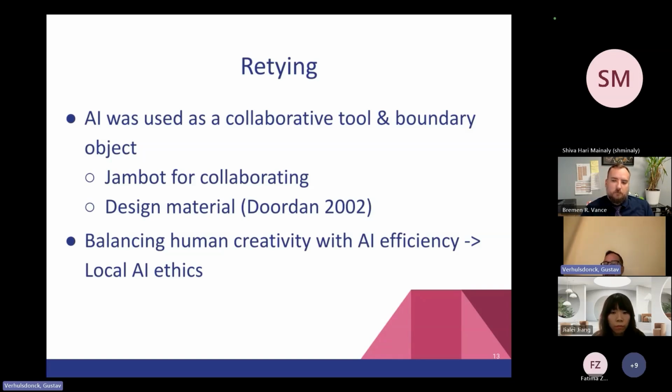Students here in the retying phase really were having to struggle and redefine what it means to balance their human creativity with AI efficiency of, oh, here, let me generate this for you, and then having to make that decision. Well, okay, we just want it as a design element, and we want to be able to collaborate and contribute our creativity. So please don't fill in too much. We want to contribute to that. And so developing that local AI ethics.